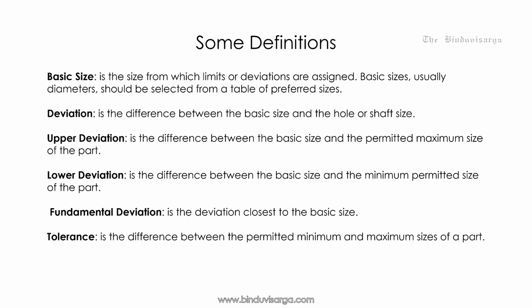Lower deviation is the difference between the basic size and the minimum permitted size of the part. Fundamental deviation is the deviation closest to the basic size. Tolerance is the difference between the permitted minimum and maximum sizes of a part. You can always go back to the previous screen to understand the definitions properly.